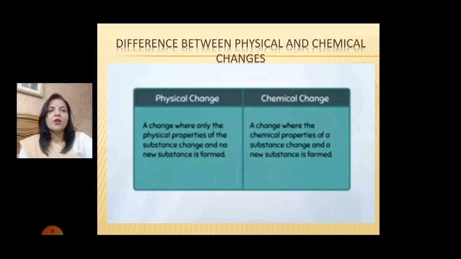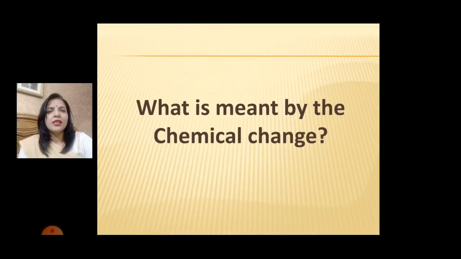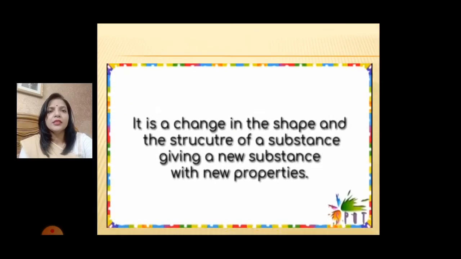Example, burning of sugar, rotting of fruits, the process of photosynthesis, and some other examples of chemical changes are rusting of iron, cooking of egg, making yogurt, fermentation of bread, and fireworks.